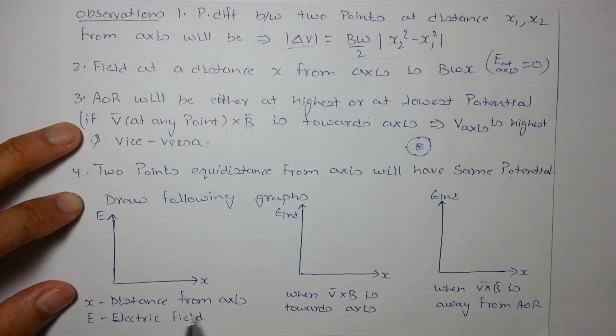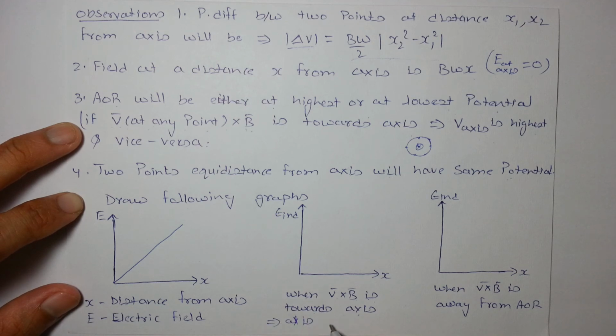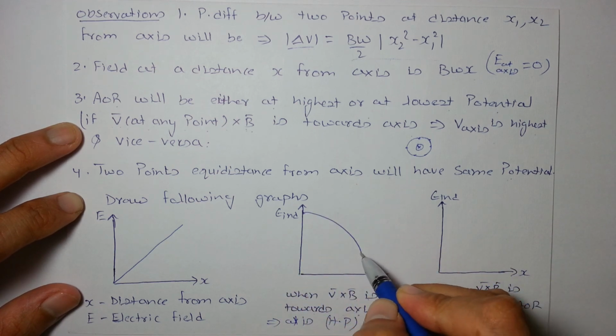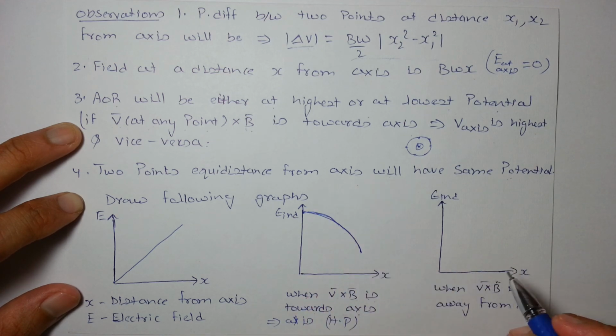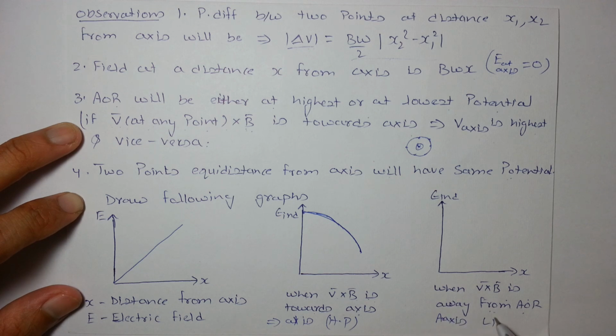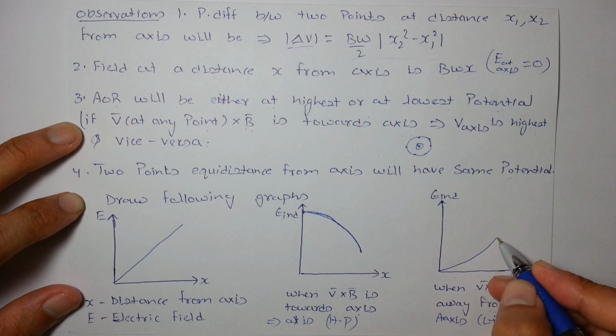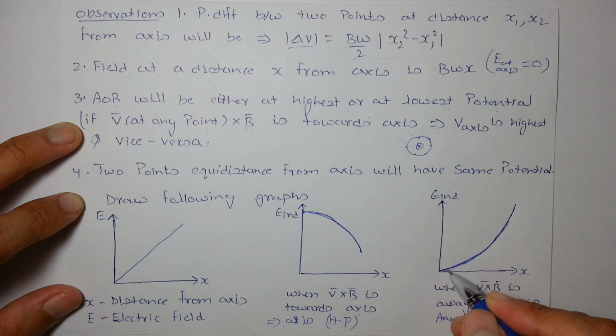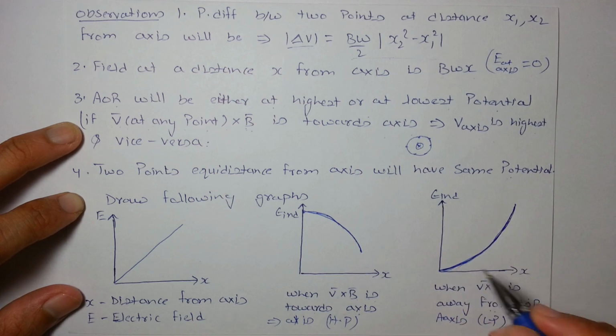Draw these graphs. X is the distance from the axis. I have already drawn this graph. V cross B is towards the axis. If V cross B is towards the axis, obviously the axis will be at highest potential. So as we move away from the axis, potential should decrease and it should be a parabolic function. And when V cross B is away from the axis, the axis will be at lowest potential. So as we move away from the axis, potential should increase. These are the points that should be remembered, and in the next video I am going to solve very important questions related to this.